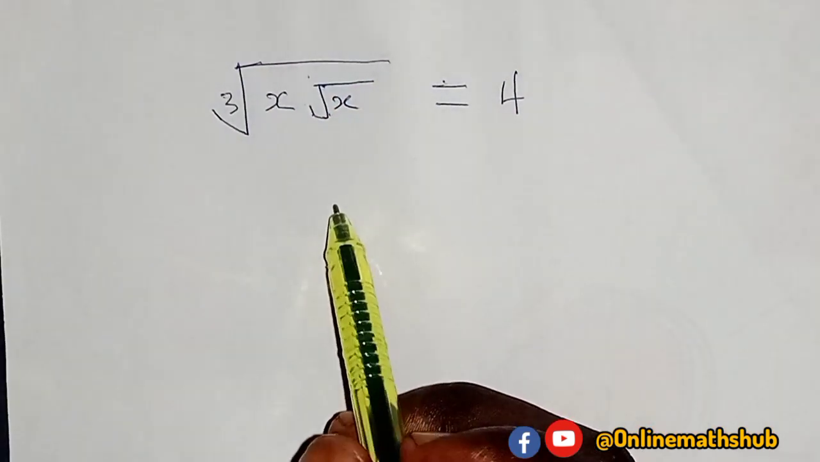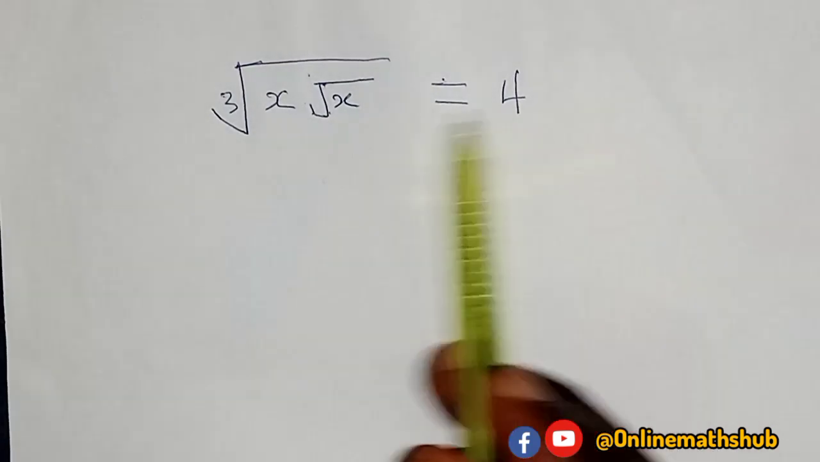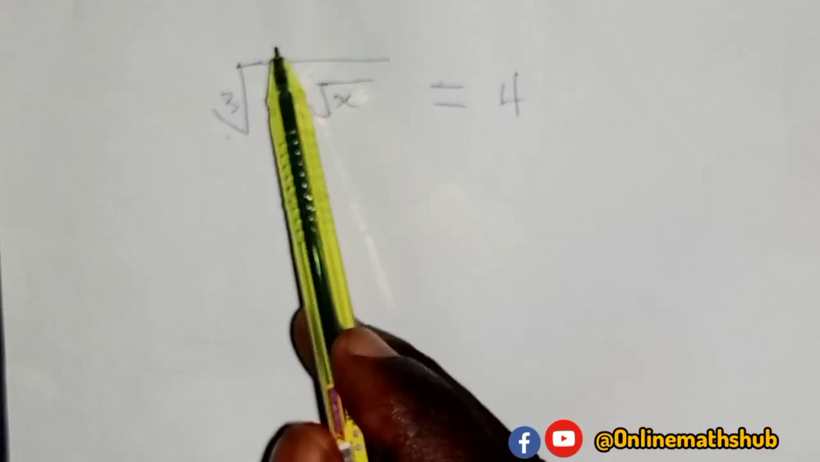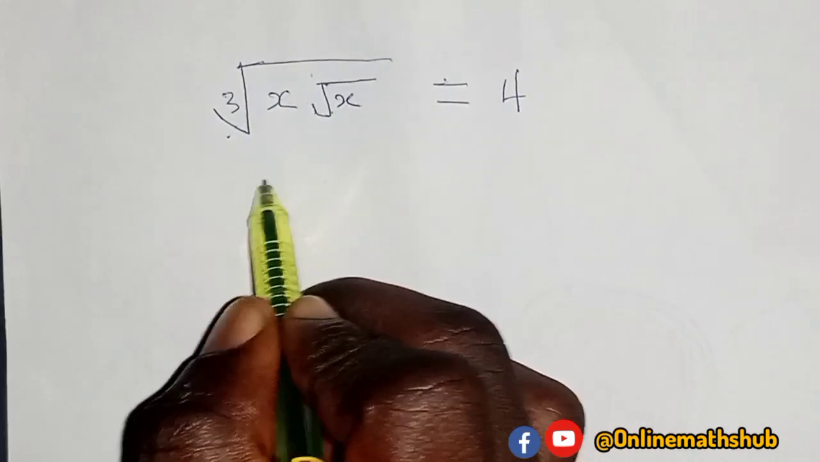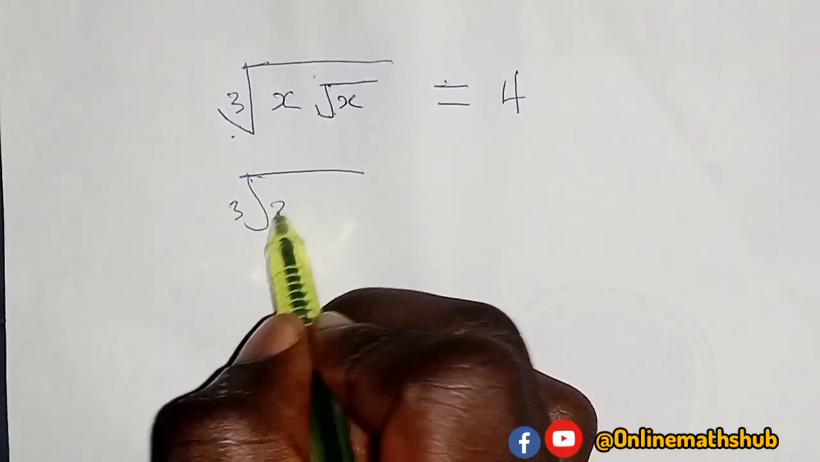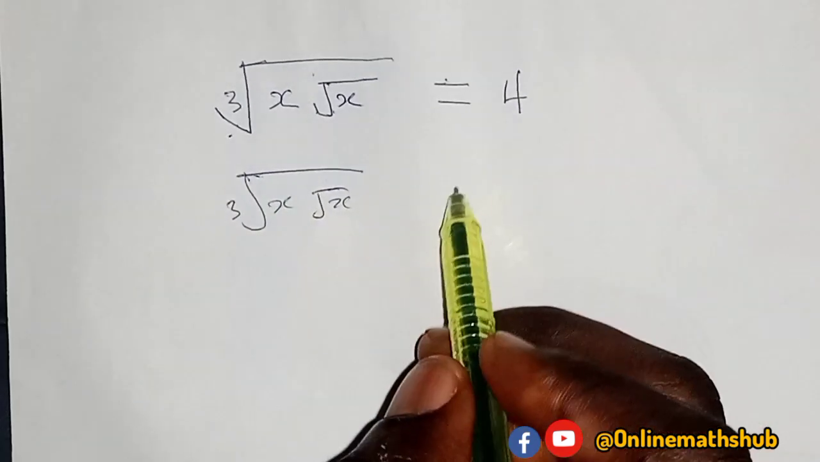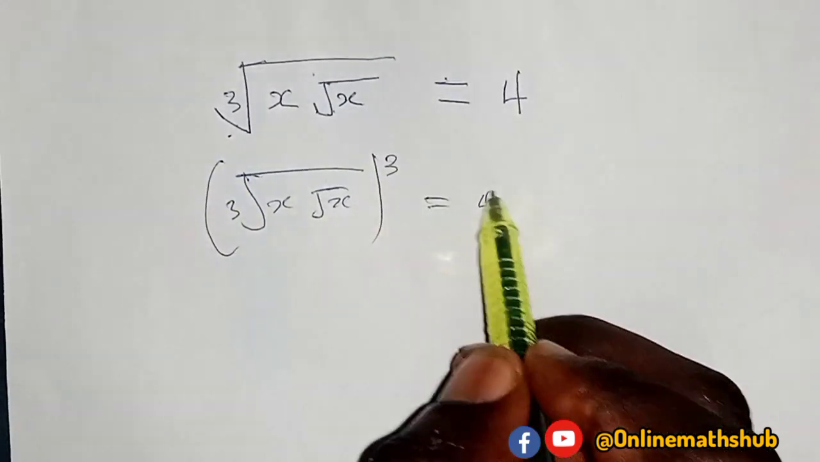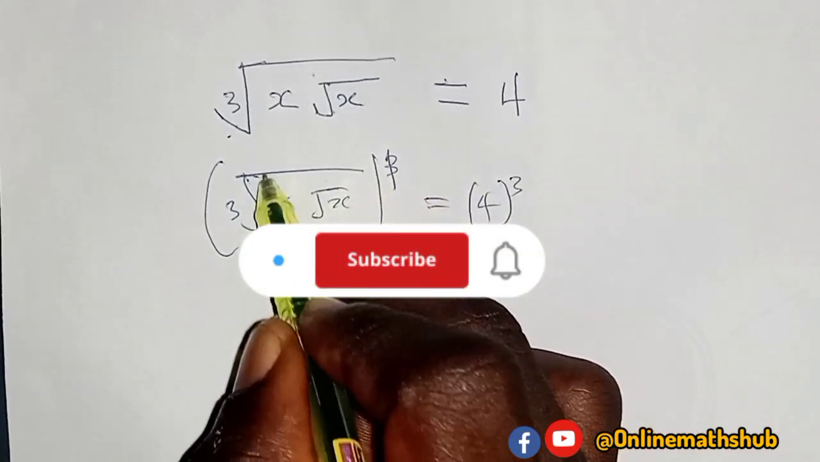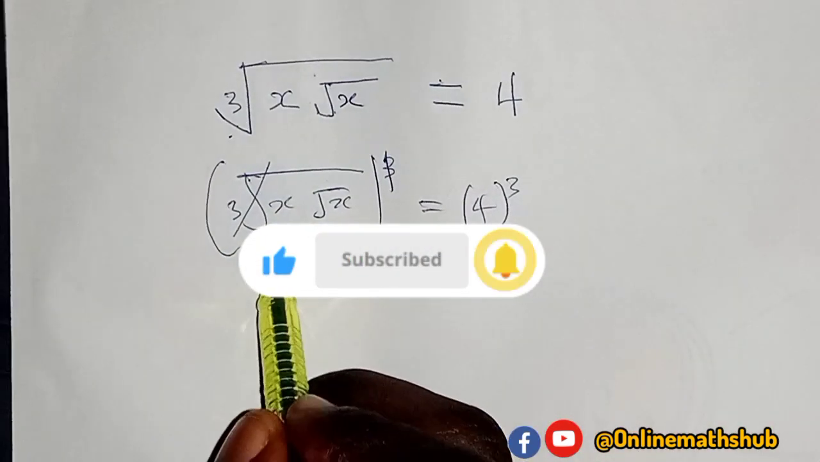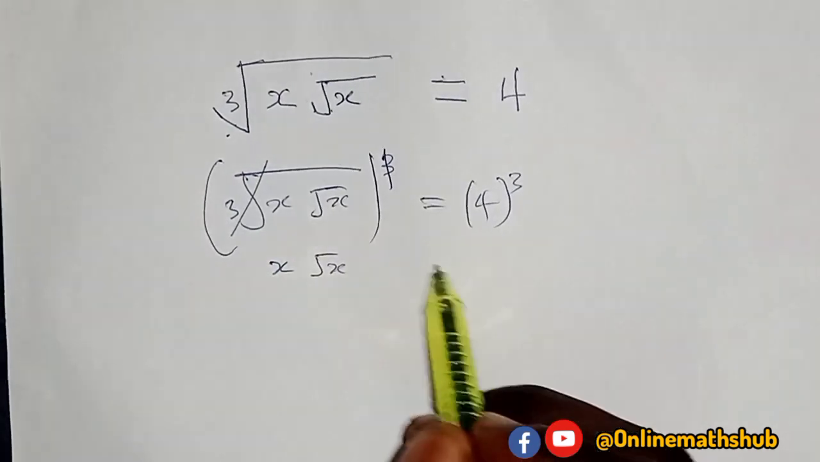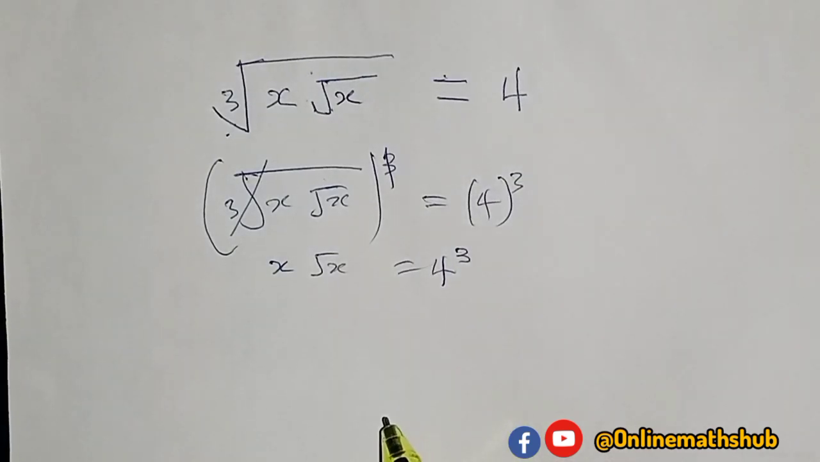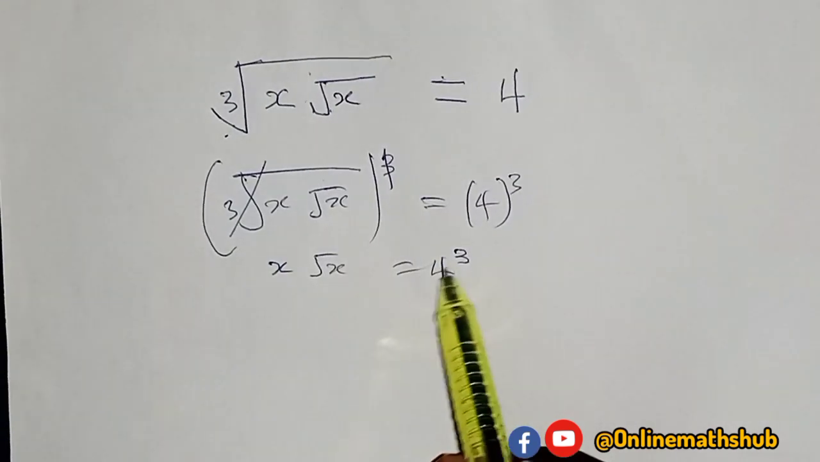Okay, so the first thing I want to do is to take the cube of both sides. I want to raise both sides to power 3 so I can remove this cube root right here. So if I do that, I'm going to have the cube root of x root x is equal to 4, so I'm going to raise them to power 3. Of course, this cancels this, and I'm left with x root x is equal to 4 raised to power 3.